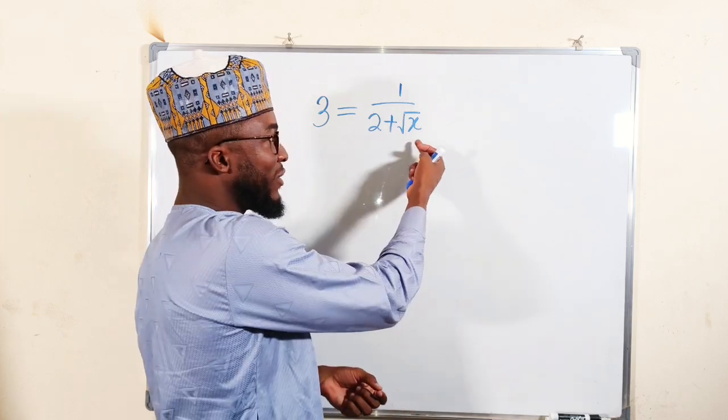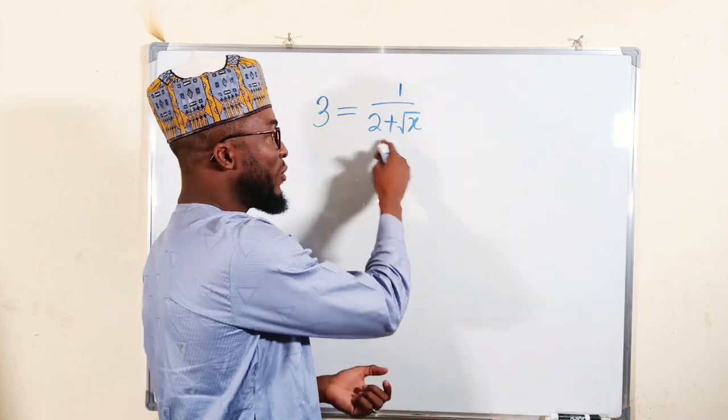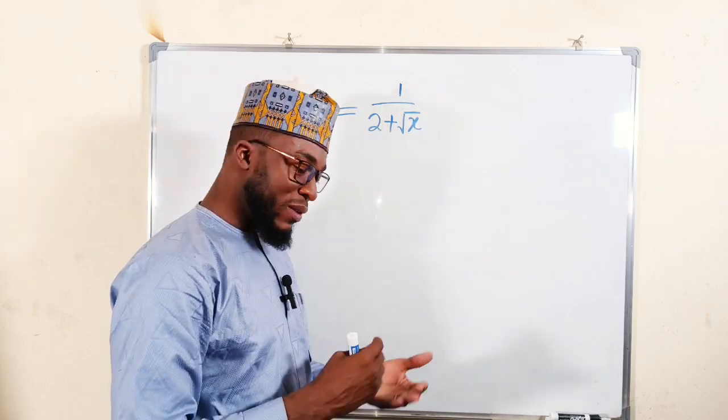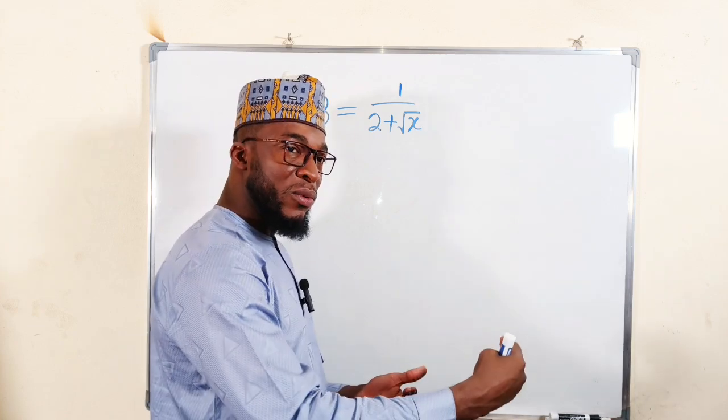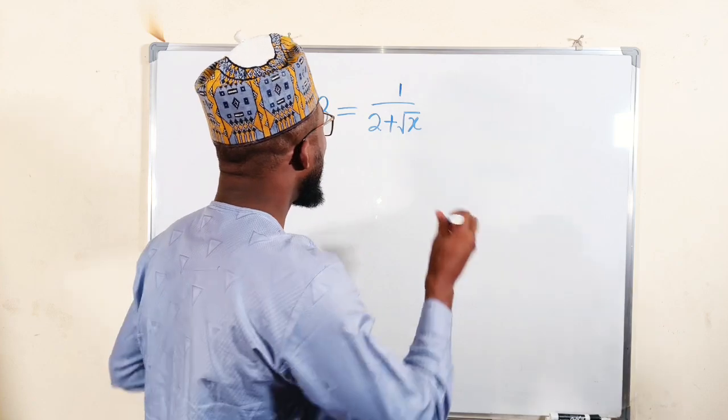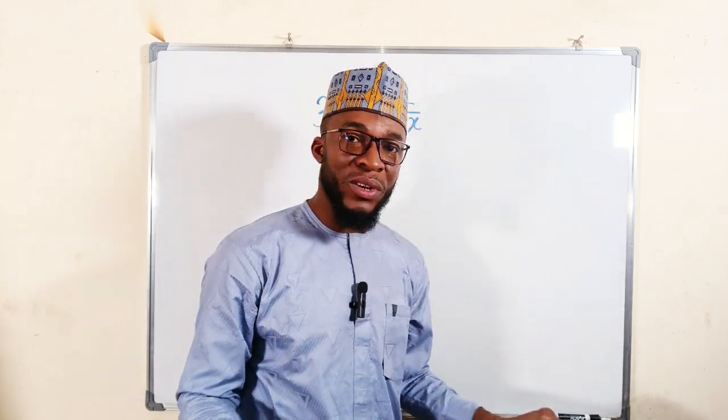We may take 9, square root of 9 is 3. 3 plus 2 is 5. 1 divided by 5 is 0.2. You can see that the more you increase the value, the more the fraction becomes smaller. And hence, this particular equation has no solution in the set of real numbers. But we can solve it.